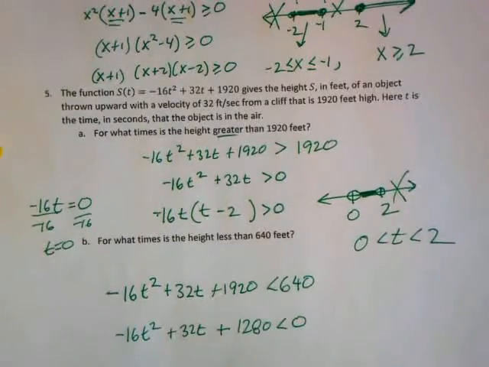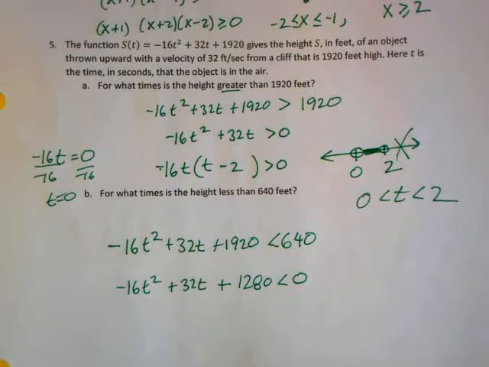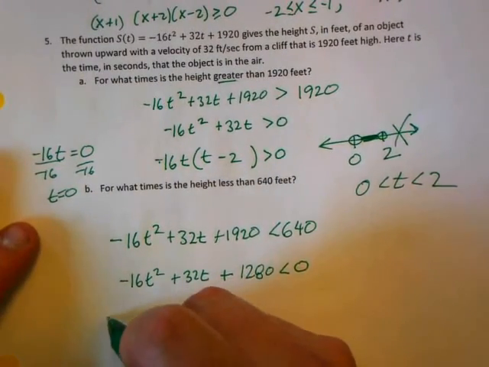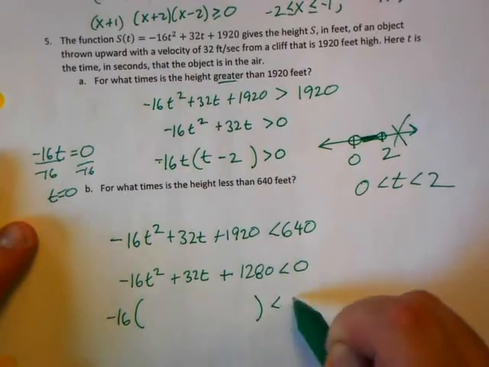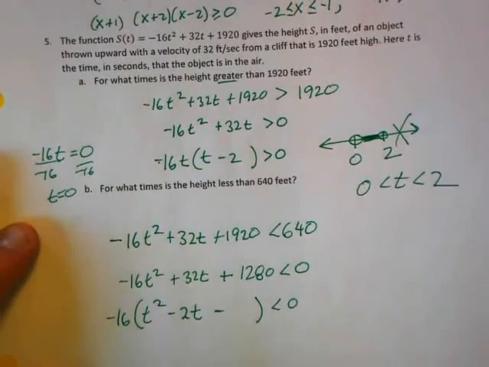Less than 0. How are we going to factor that? Don't multiply the ends. Always start by looking for a GCF. I do think 16 is a GCF. In fact, I'm going to take out negative 16. And I get t squared minus 2t minus, what's 1280 divided by 16? 80.